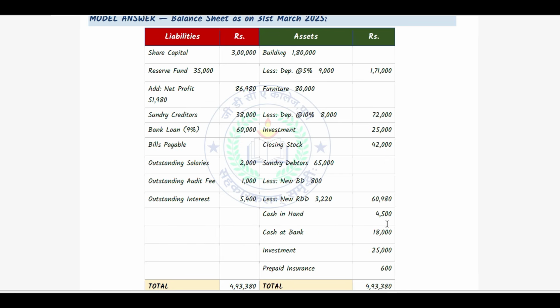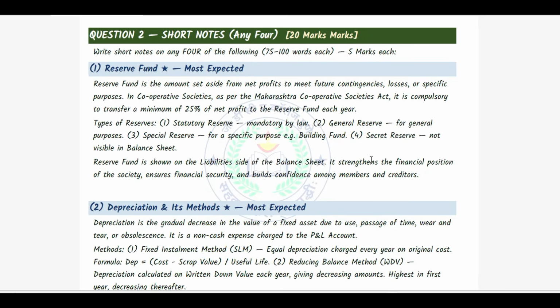Cash in hand 4,500. Cash at bank 18,000 rupees. Investments 25,000 rupees. Here we can see investment 25,000 rupees. Then prepaid insurance is 600 rupees. So the total is coming 4,93,380 rupees. So this is how the balance sheet can be.